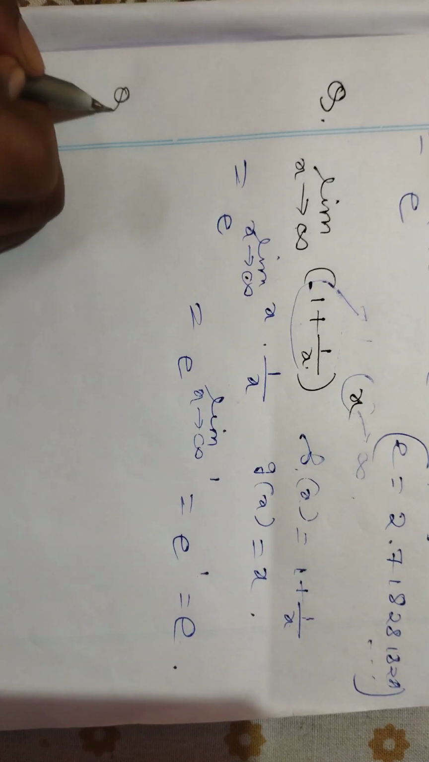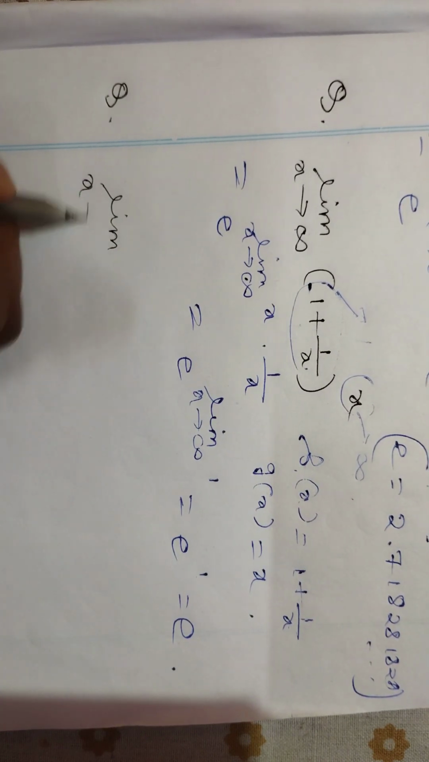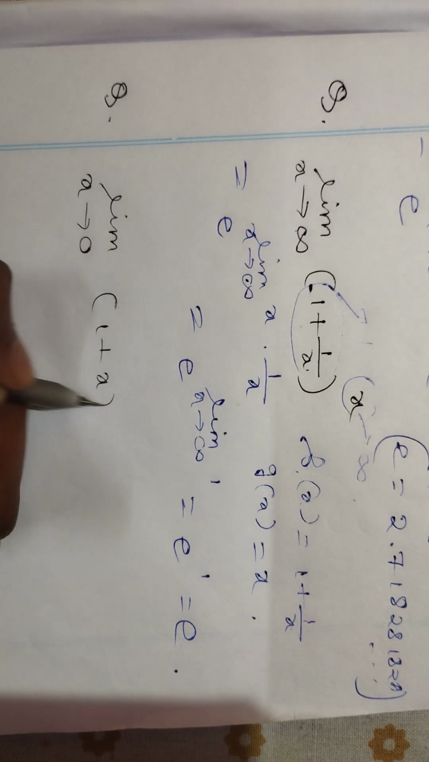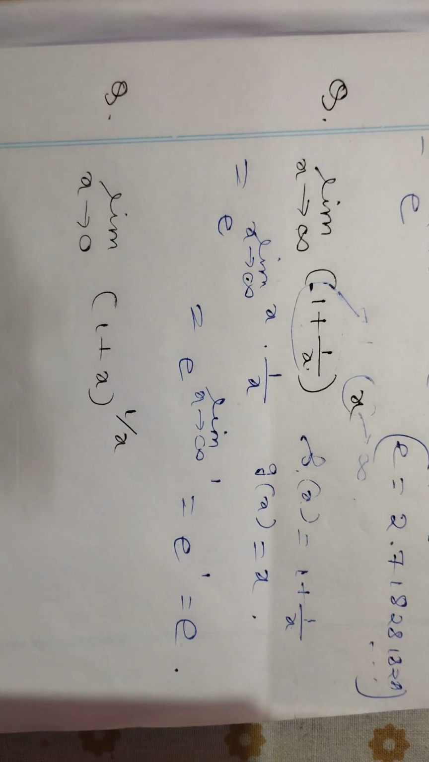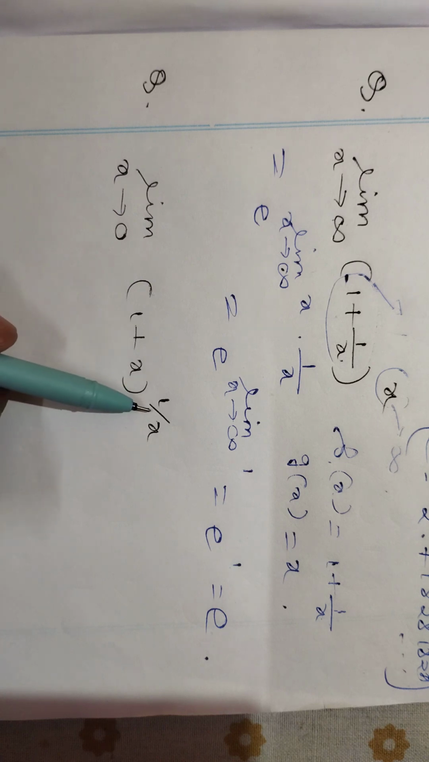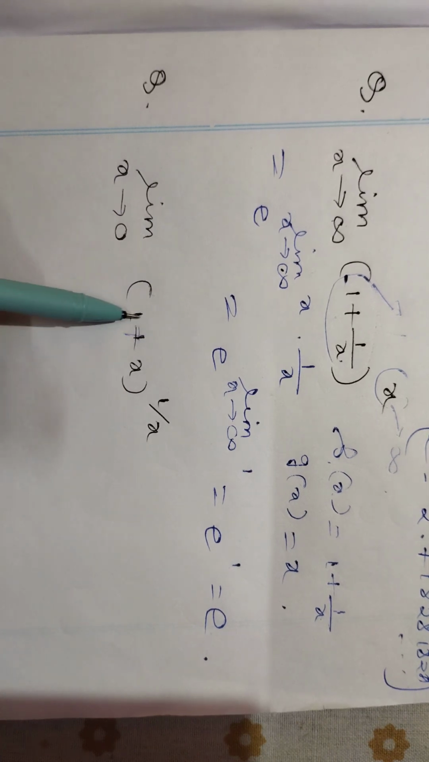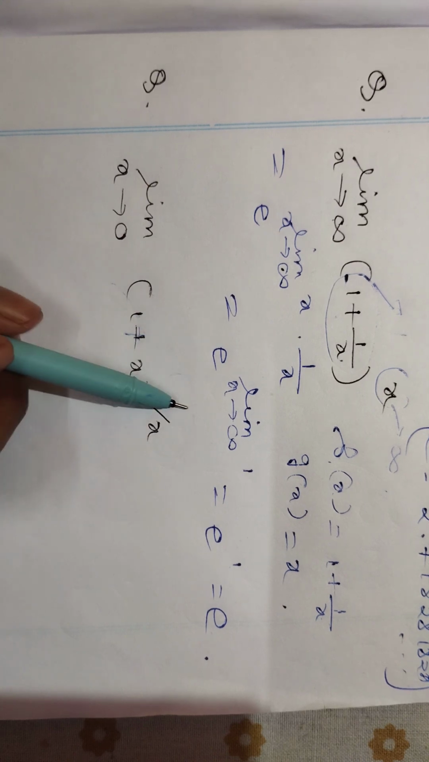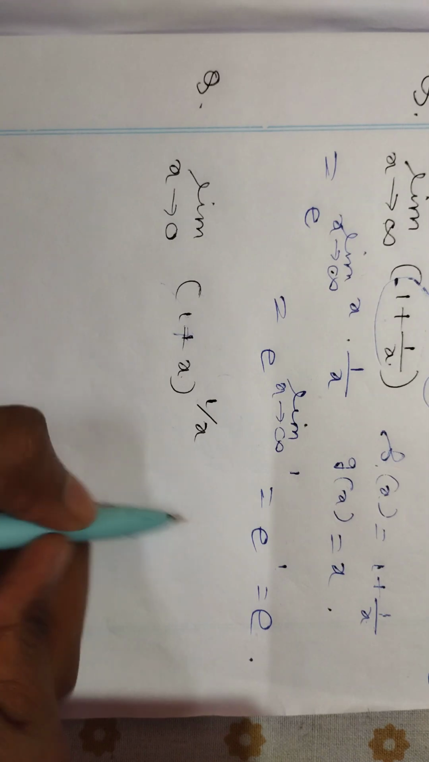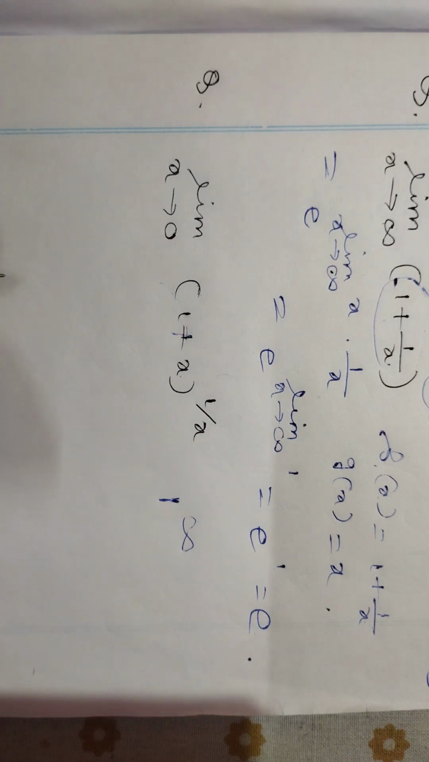Let us take another example: limit x tending to 0 of (1 plus x) raised to power 1 by x. So it is also in the format of 1 raised to power infinity. If we follow that, 1 plus 0, that is f of x, is tending to 1, and this power 1 by x is tending to infinity. So it is already the 1 raised to power infinity form.